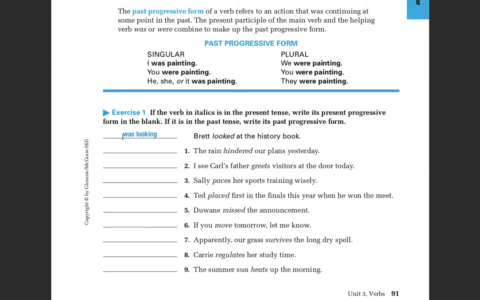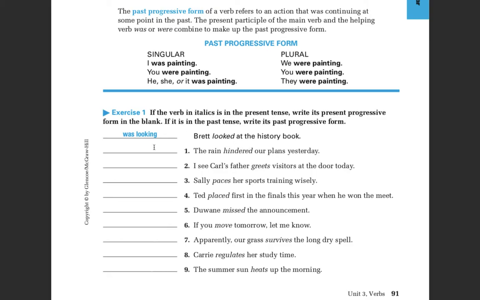Now you have two choices. It's either were or was. According to my subject, I decide whether it's was or were. And here Brett is singular. That's why I said Brett was looking at the history book. Let's try to do number 1 together. The rain hindered our plans yesterday. Here is the italicized verb which is hindered. As you can see, hindered is exactly like looked, which is in the past tense.